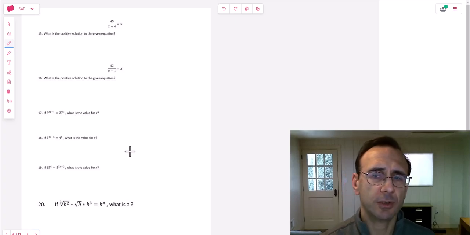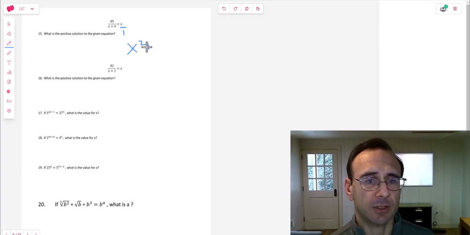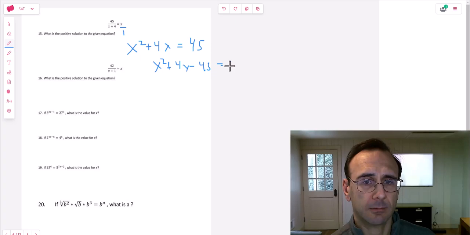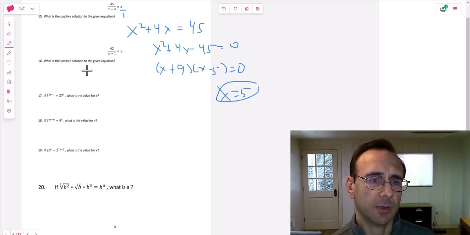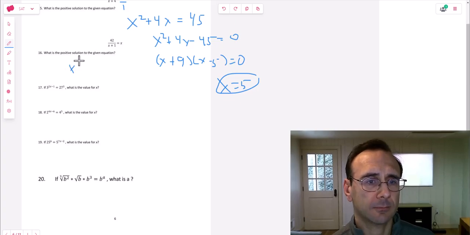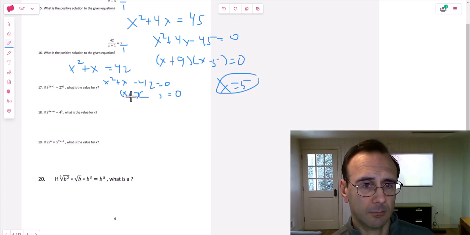15, what is the positive solution? So good to know how to clear fractions. You have two options. You can either put the x over 1 and cross multiply, or times both sides by x plus 4. It's functionally the same thing. It's just a different way to think about it. And then again, we get everything to one side and factor. They restrict it to the positive solution. So when you do x plus 9, x minus 5, you get x equals 5. So with that, you can do 16. x plus 7, x minus 6, so x is 6.